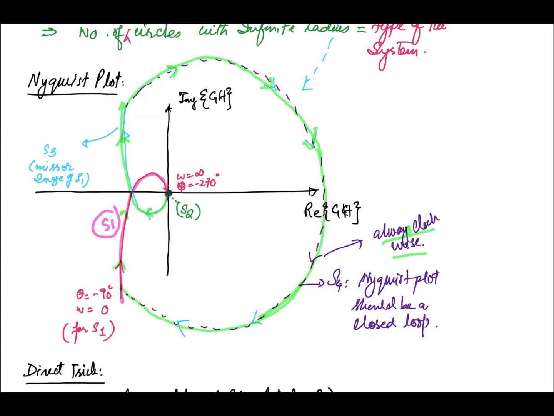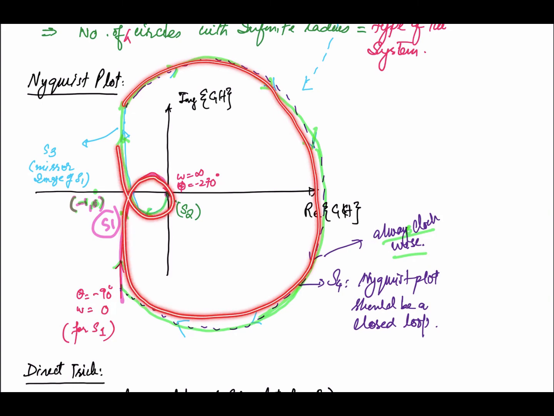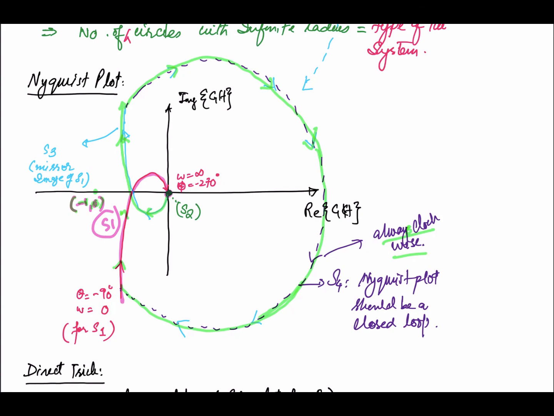Now I have not shown where the -1 and 0 point is. The critical point will be the -1 and 0. If you want to look at the closed loop stability, you will have to look at -1 and 0. If this Nyquist plot encircles it, let's suppose that -1 and 0 is at this point inside the contour. Then you have a clockwise encirclement of this point.